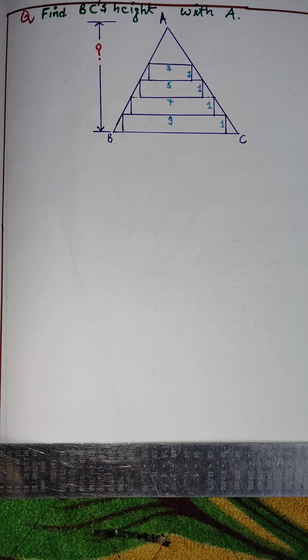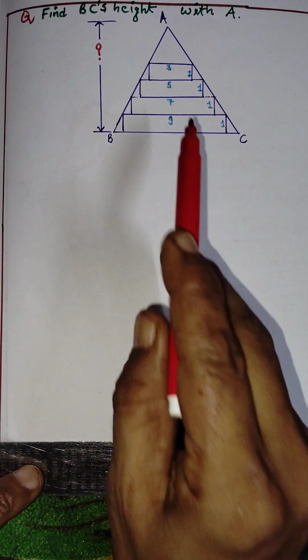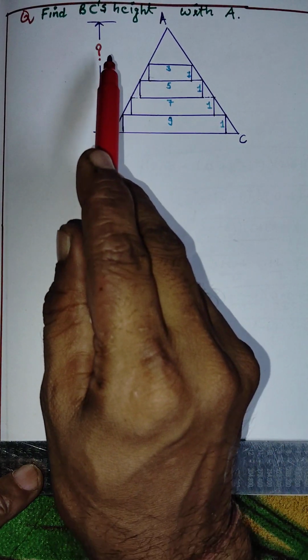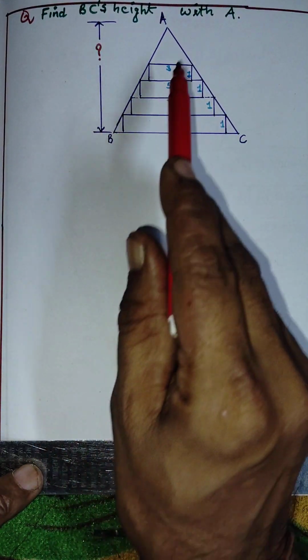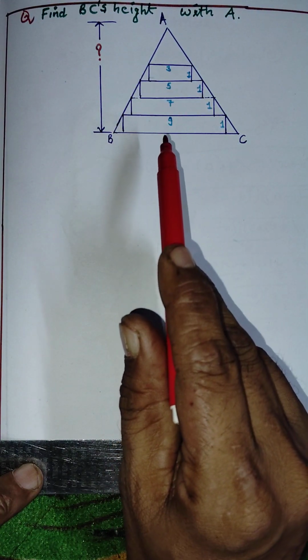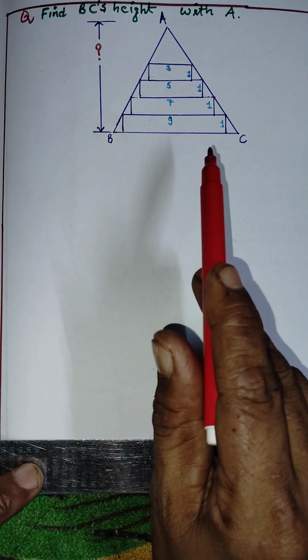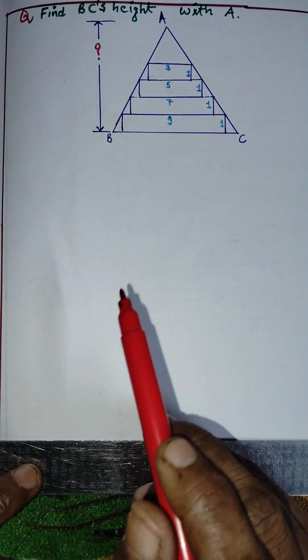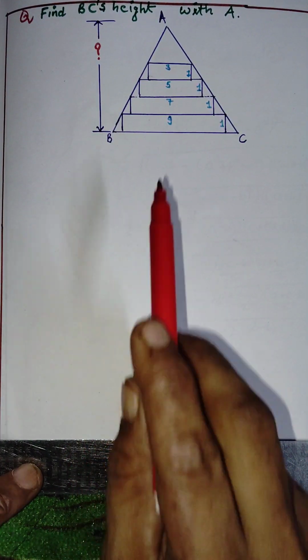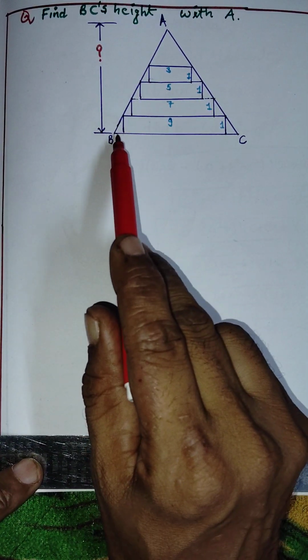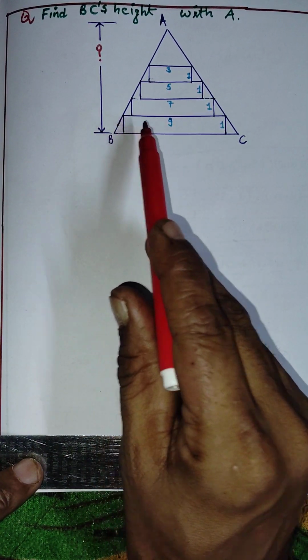Here is given a problem. ABC is a triangle and we have to find this height. It means the perpendicular distance from vertex A on side BC. So this altitude we have to find out. The triangle has parallel lines.